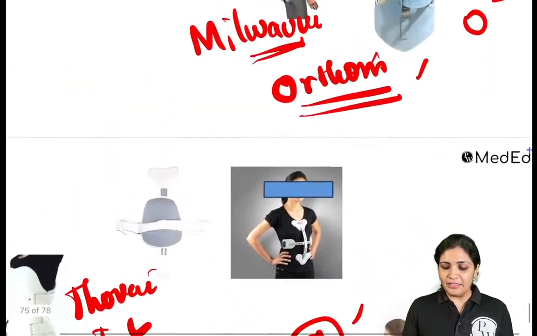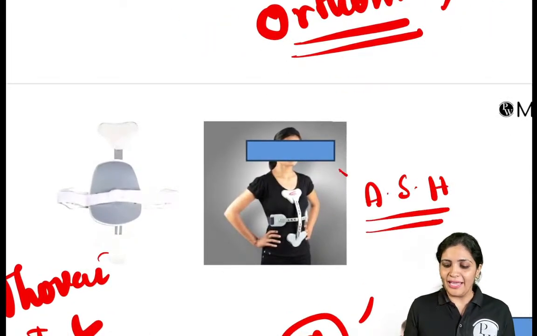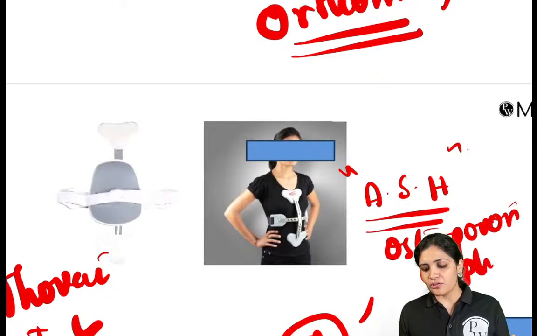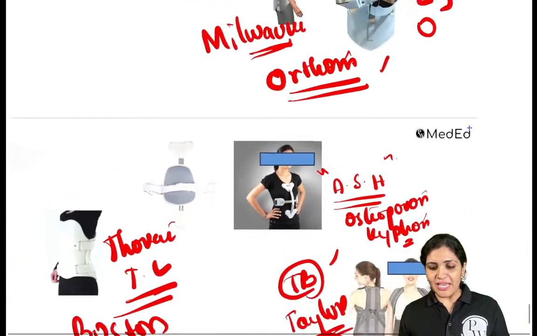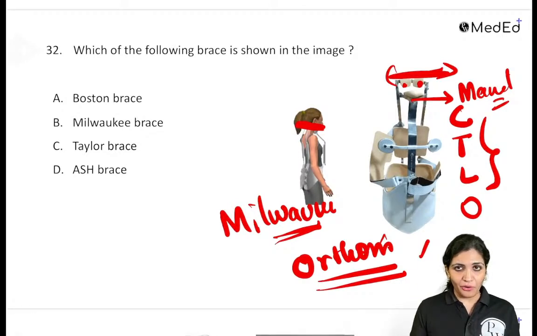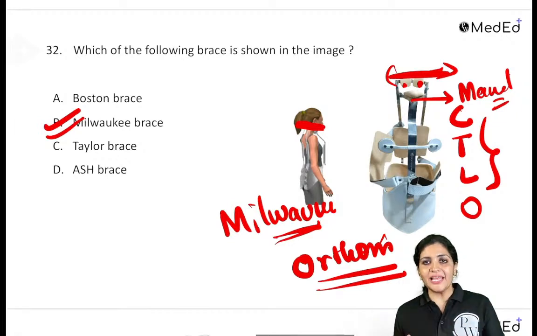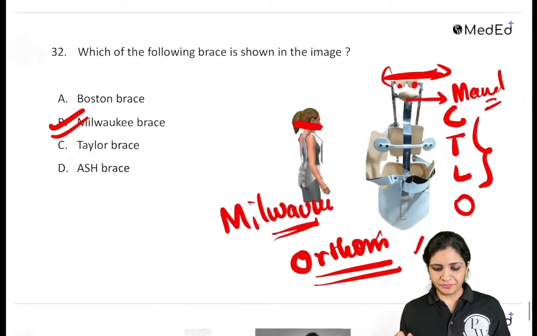And the last one is your anterior spinal hyperextension brace, called the ASH brace. Here hyperextension is prevented. It is used in osteoporosis to prevent kyphosis. In scoliosis also, if you have the deformity only in the thoracic region, you can give this anterior spinal hyperextension brace. So these are the important braces, but the one shown in the image is the Milwaukee brace. We have already dealt with the Boston, Taylor and ASH braces.